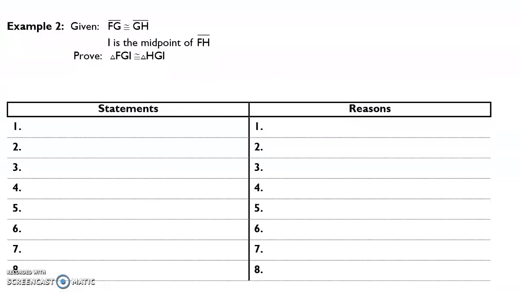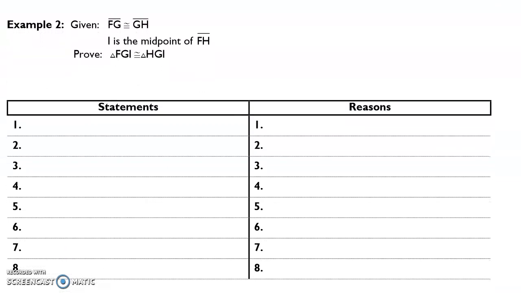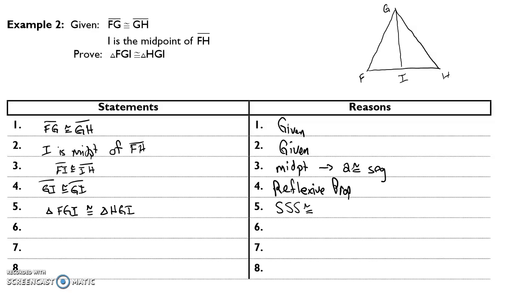In example 2, again, we're missing our diagram, but it is the same diagram. And in fact, it winds up being almost the identical proof. It's just the fact that we have midpoint instead of bisect. So you can see the only difference in here is this given was different. Therefore, this reason part here was different. As long as my reason matches with the current given, it's almost the same proof.